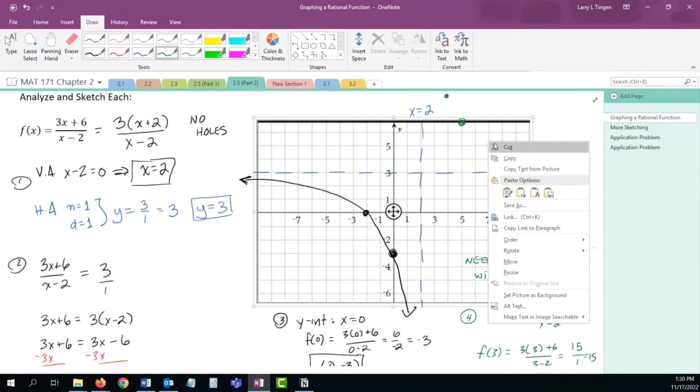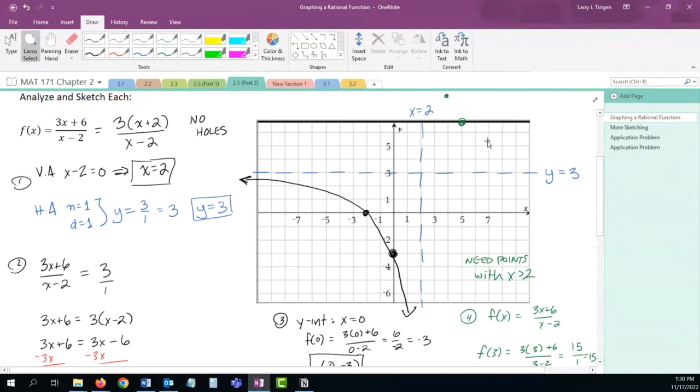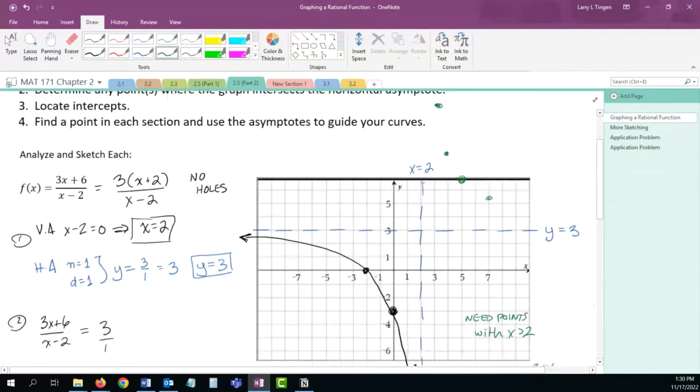Right there. Okay. Now, once I have a couple of these, and really as you do more and more of these examples, you're going to figure out that, look at that behavior, even though those points aren't on the graph. What am I doing? I'm doing the same thing I'm doing over there. I'm hugging both of those asymptotes. And this is what my graph looks like.